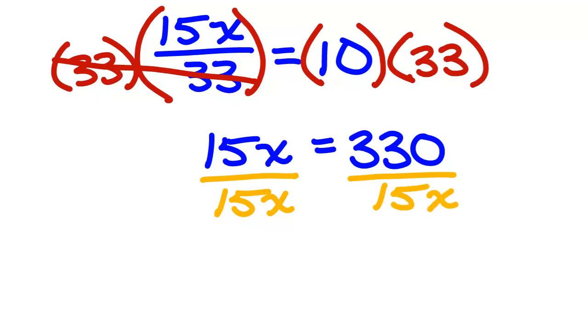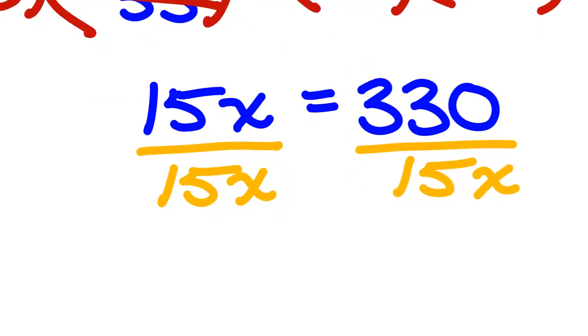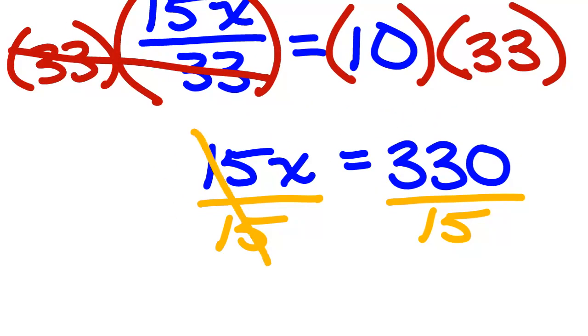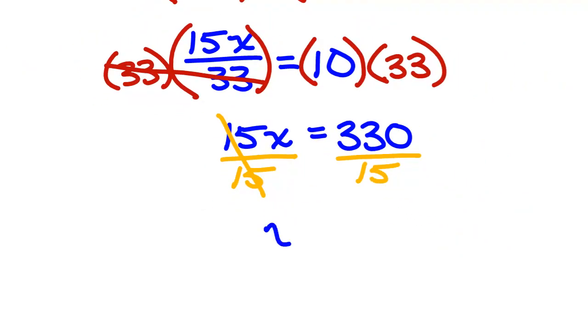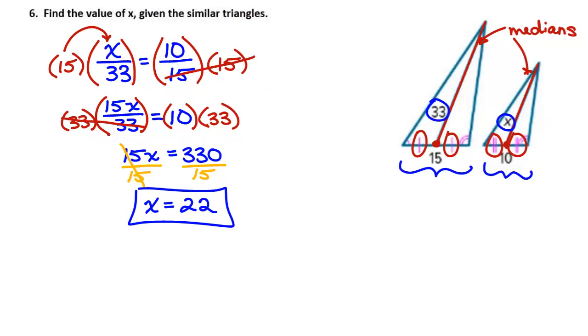Why is that wrong? The x doesn't go in my denominator. I want the x to stay on the left-hand side where it is. So I only divide by the 15, not by the x. So I get x equals, what is 330 divided by 15? 22. X is 22.